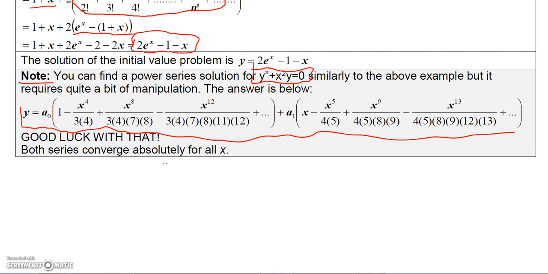Okay, now in the next video I'm going to show you some more examples of how we can use the power series in applications.